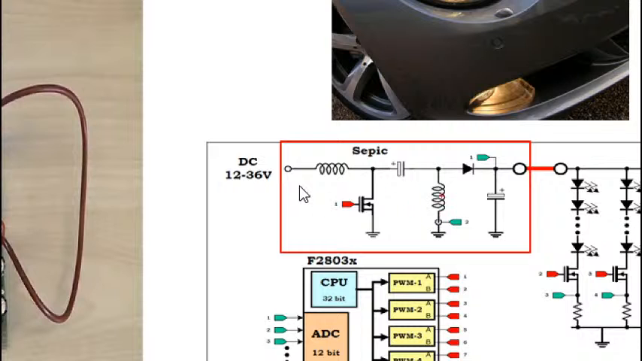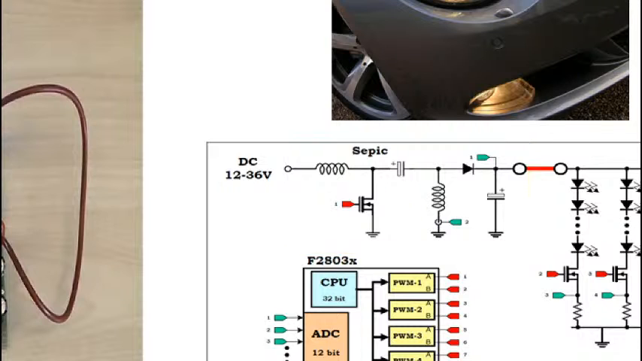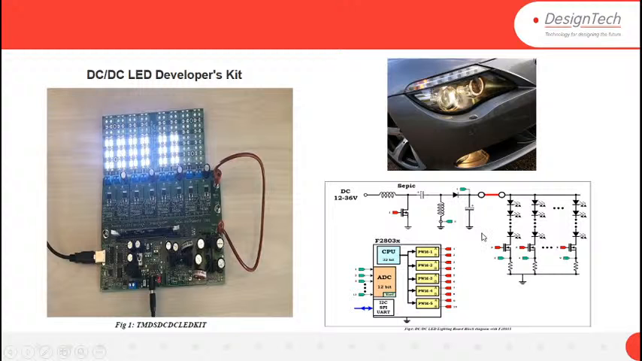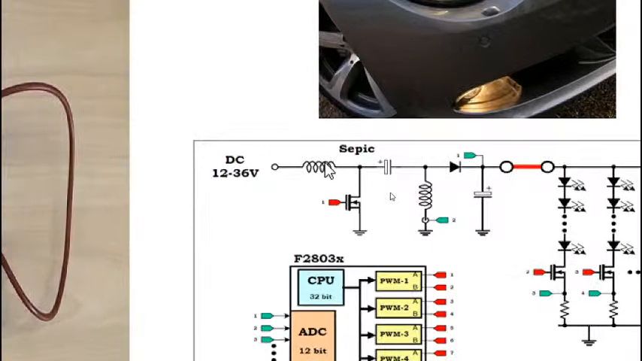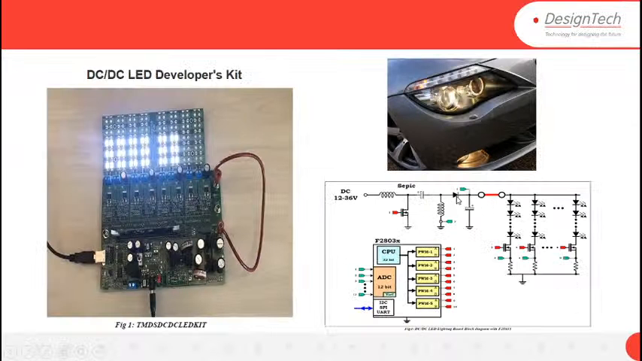This is the SEPIC converter, an advanced version of the buck-boost. You see in this we have two inductors. This is the gate from where we switch, or from where we are controlling this. There is one capacitor and one diode. Lots of people do their thesis on this, and they are doing PhDs as well to improve this converter more and more to get high efficiency.